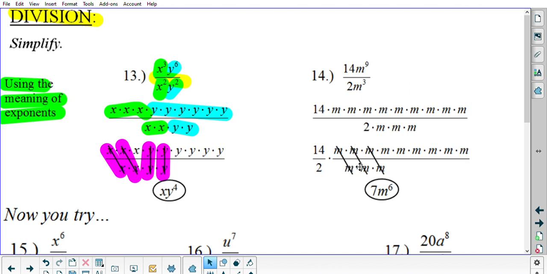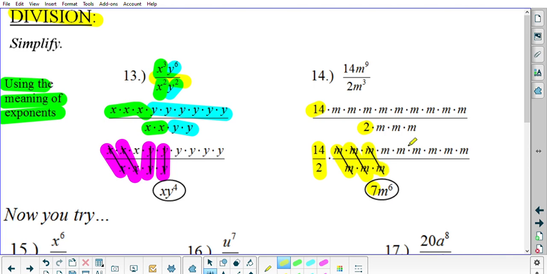We have 14m to the 9th over 2m to the 3rd. Once again, I'm going to write out the powers of m using the meaning of exponents. But the 14 did not have an exponent, neither did the 2. And so what you can do here is do 14 divided by 2, which will give you 7. But with the m's, you can do the same thing I was doing back on number 13. You can divide out an m from the numerator with an m from the denominator because the fraction bar means division. And do that as many times as you possibly can.